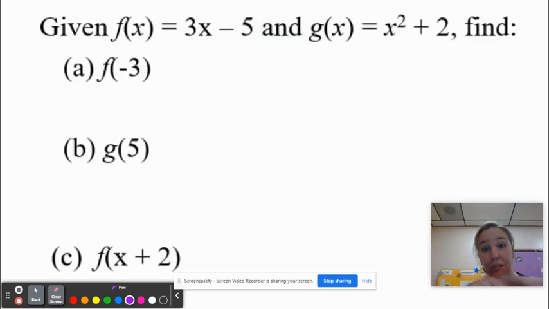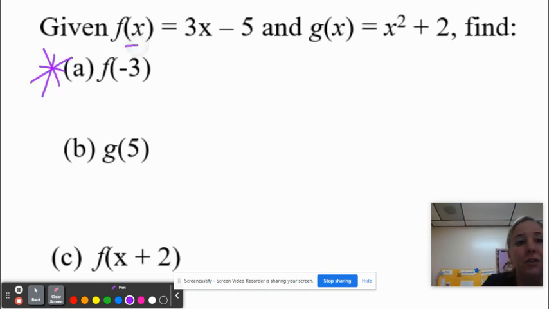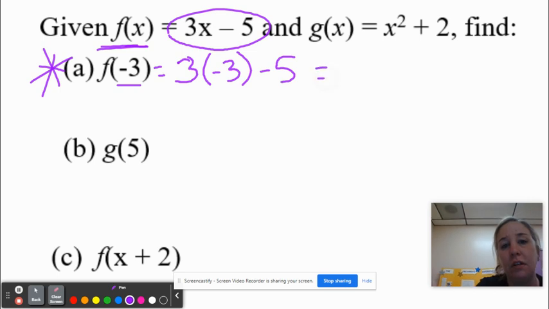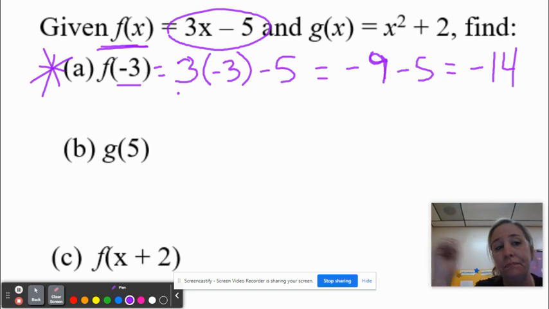Here, if you look at the top, it says f of x equals blah, blah, blah. G of x equals blah, blah, blah. So when it's asking f of negative 3, I have to use the f function. So then I'm going to be using this here, which is 3, and instead of x, I'm going to put negative 3, minus 5. So that's negative 9, right? Because 3 times negative 3 is negative 9, minus 5, negative 14. So f of negative 3 is negative 14.